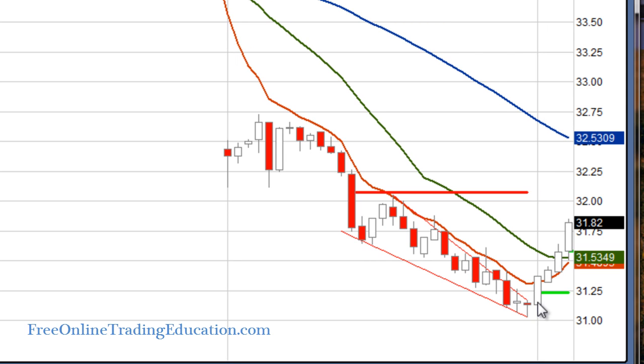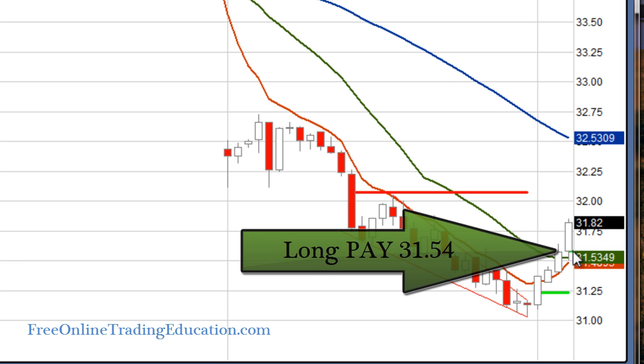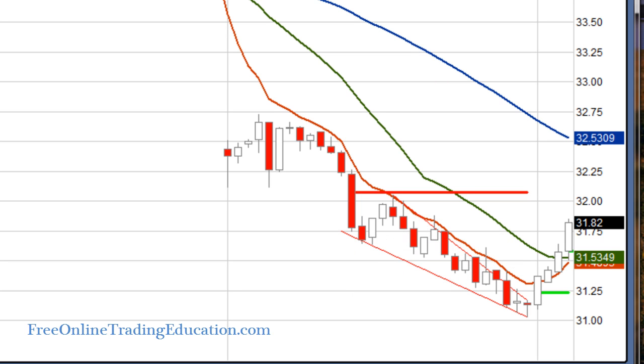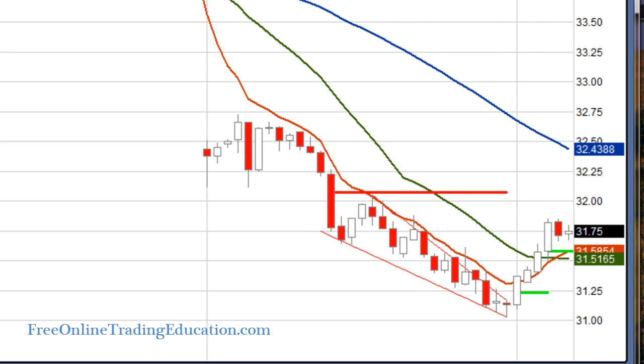It's taking off now. And it was just like that. And it took me a little while to get my order in and get it filled, but I got filled here long at 31.54. Normally my reverses are right at the same time. This time they were separate orders. But let's see what happened next.